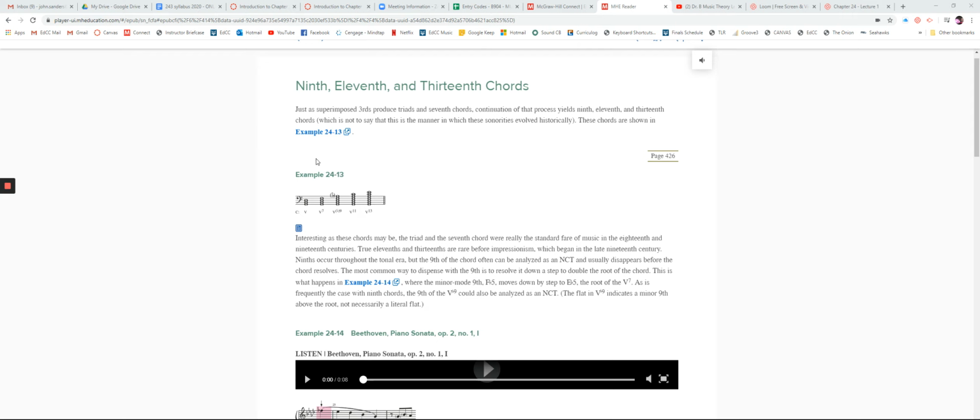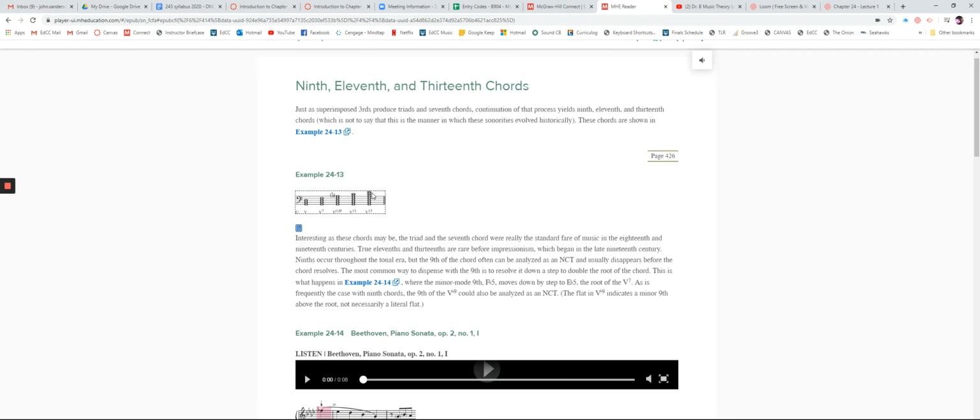Extensions are continuing the stack of thirds from root 3-5, root 3-5-7, continuing above the 7th and adding the 9th, the 11th, and the 13th.